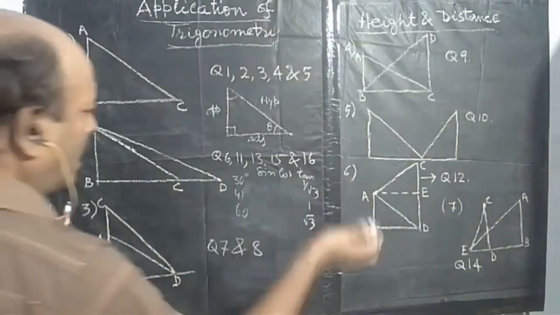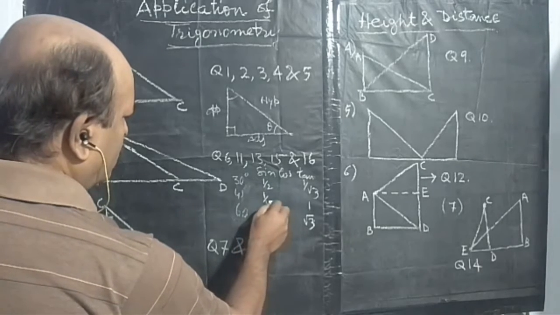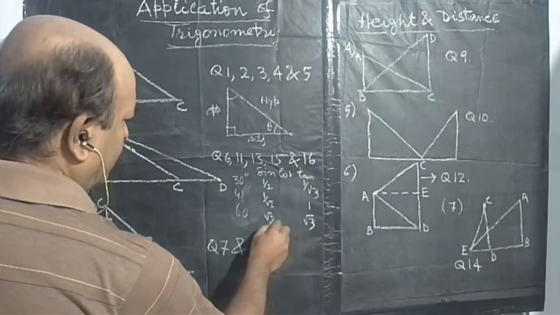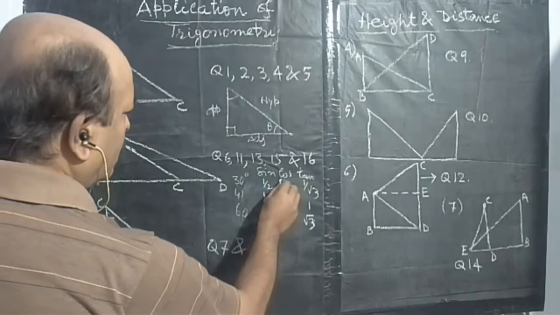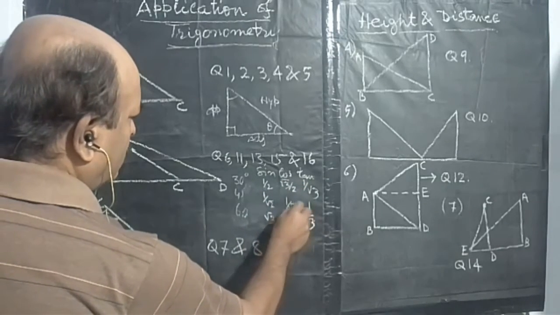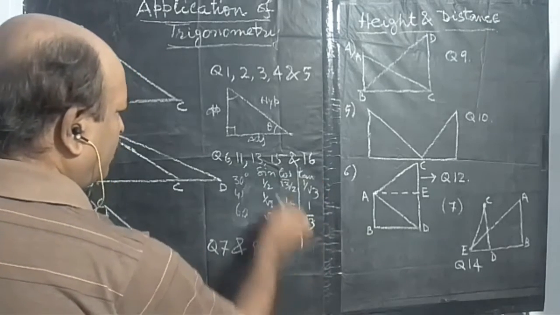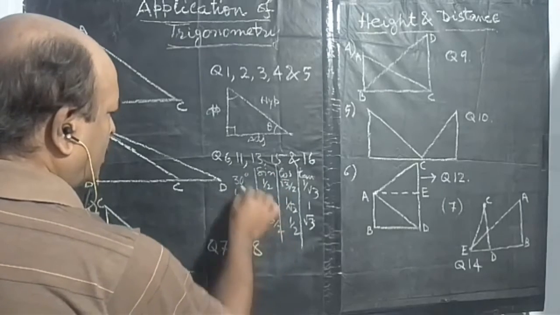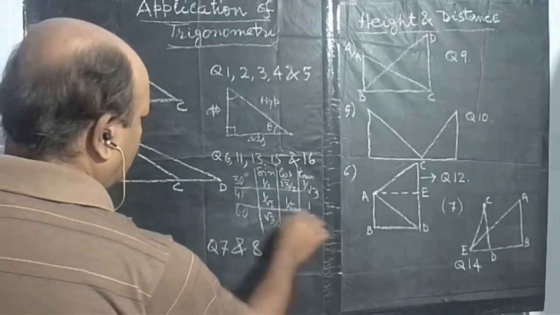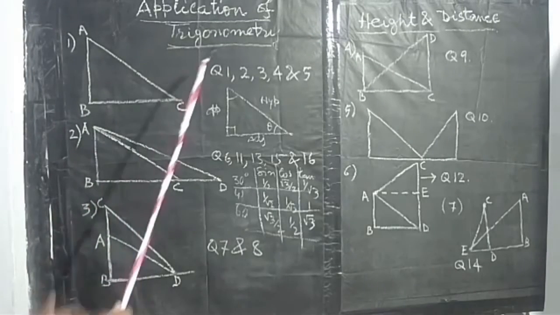Sin sometimes comes. It is 1 by 2, 1 by root 2 and root 3 by 2. And cos also very rarely comes: root 3 by 2, 1 by root 2 and 1 by 2. With all this basic concept, we will proceed in our present chapter, that is application of trigonometry.